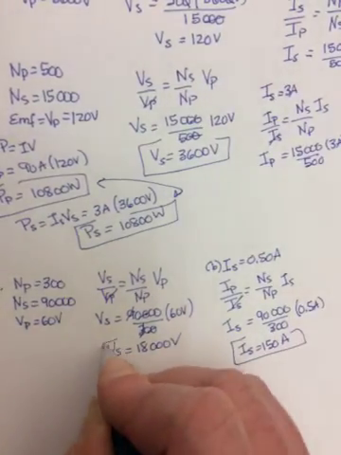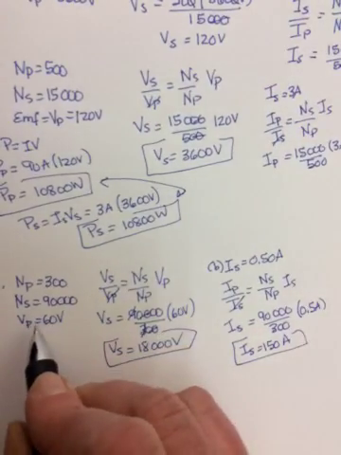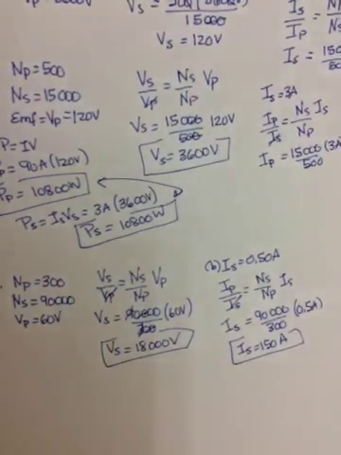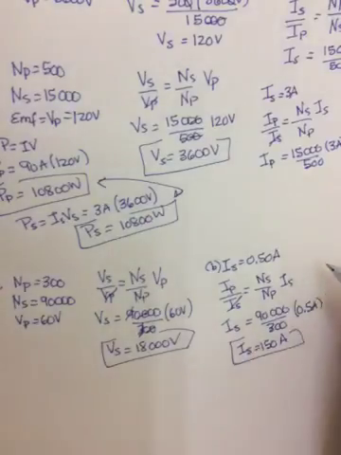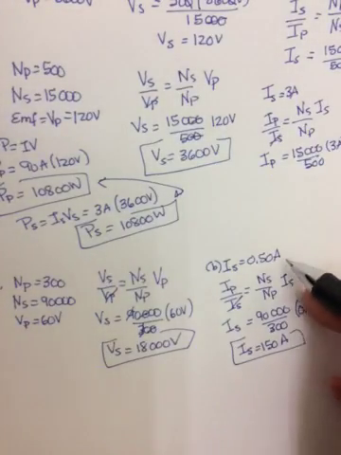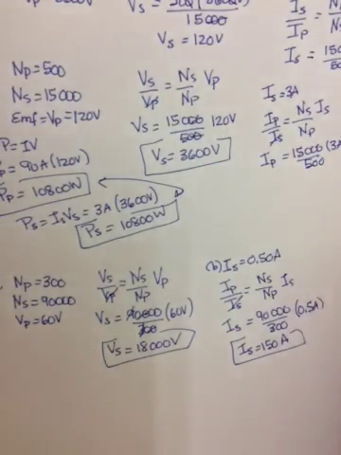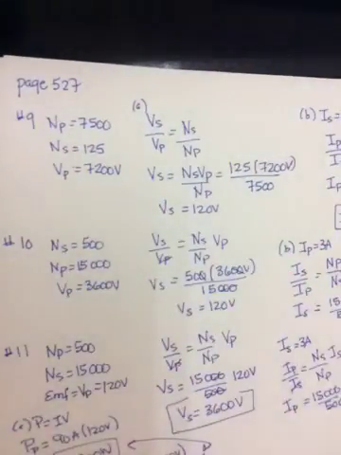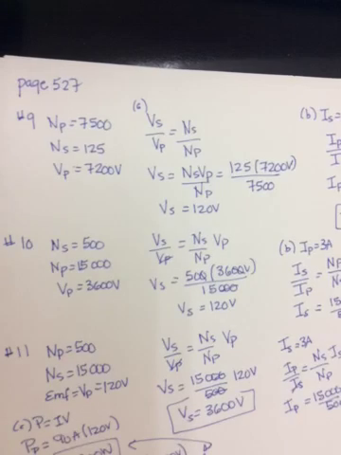It's a step up this time, and it is, because it went from 60 up to 18,000 in the voltage. And then, of course, if the voltage goes up, the current has to go down. It was 150 amps, and now it's down to 50 amps. Okay, so those are the questions on page 527. I'll do a second video of the ones over on 533.